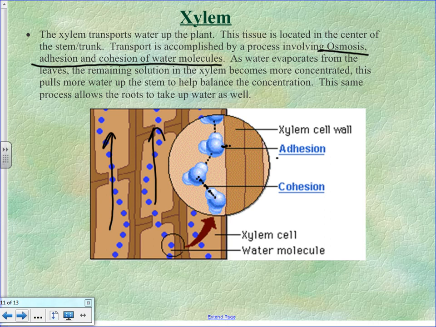Because if there's a lot of salt at the roots, which way does the water want to go? Out. Yeah, it wants to go to the salt, and it actually gets drawn out of the roots and just shrivels the plant right up.